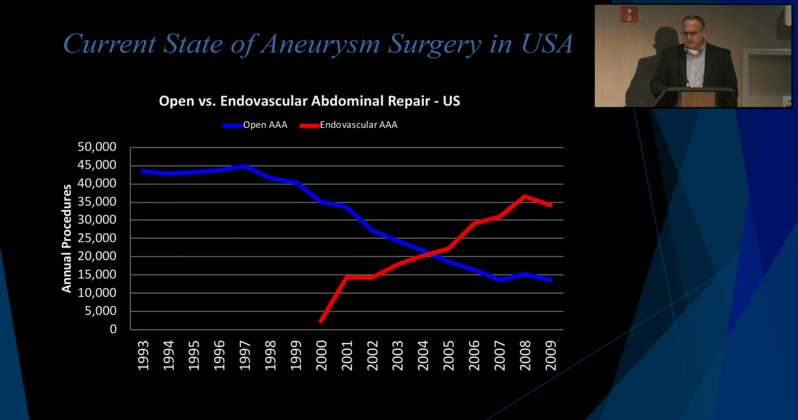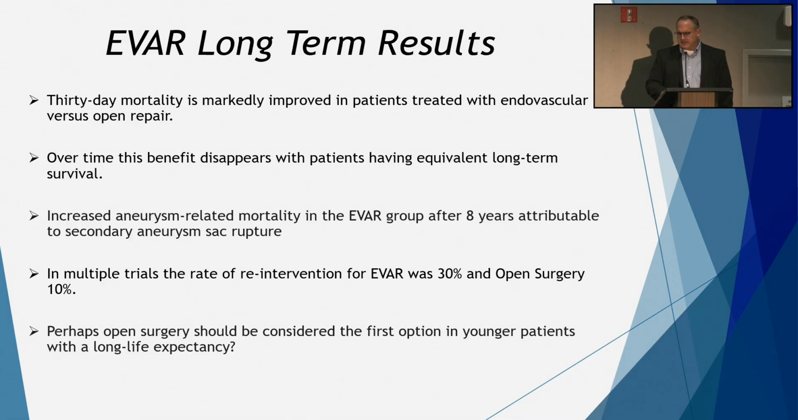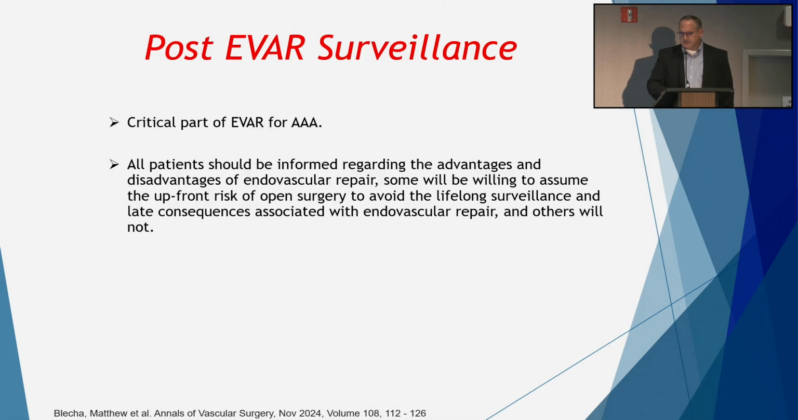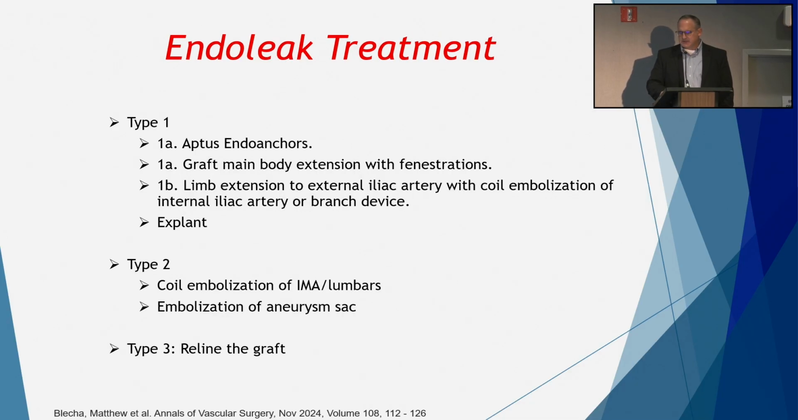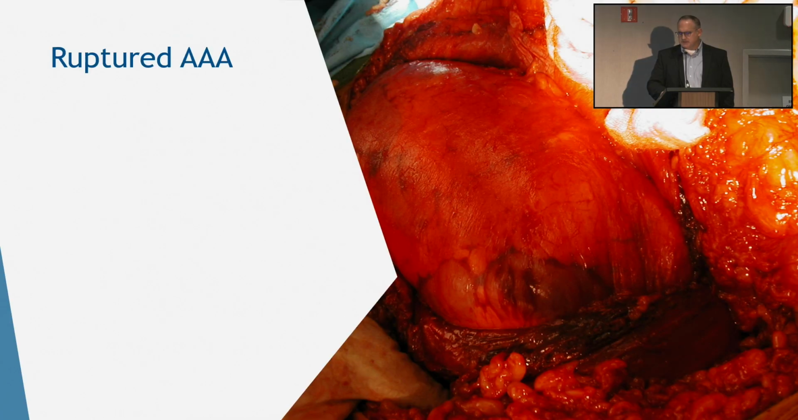So as you see, endovascular repair has really increased in terms of volume of cases over the years, whereas open AAA has decreased. I'm going to skip some of these. Post-op surveillance of the endovascular repair is a huge part, especially looking at the sac and making sure that we're getting sac regression or that it's staying the same. We already talked about endoleak treatment.